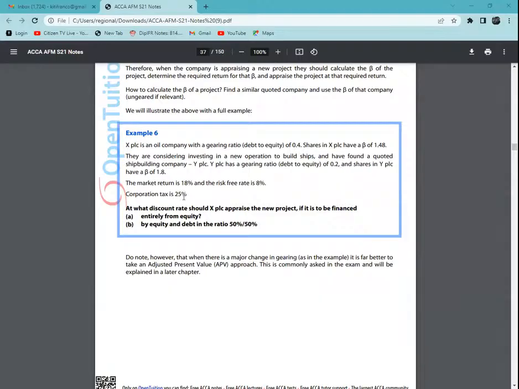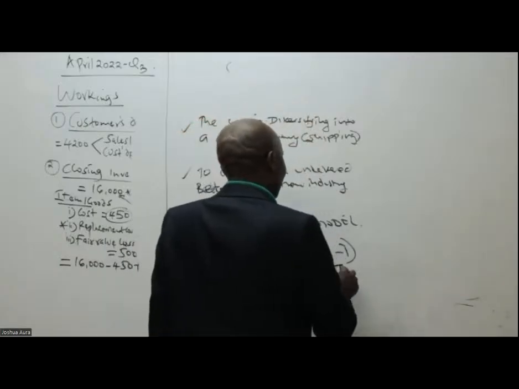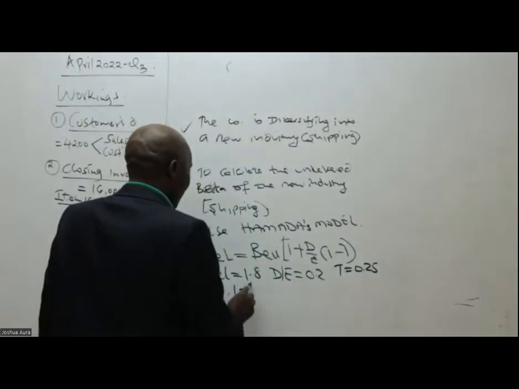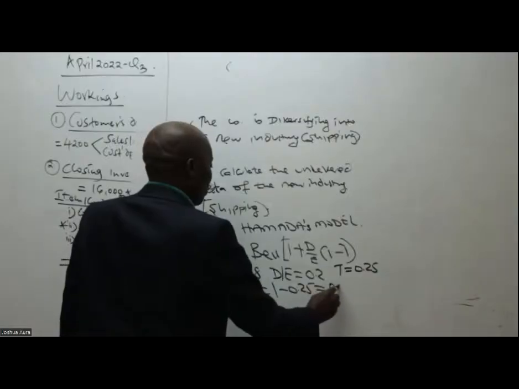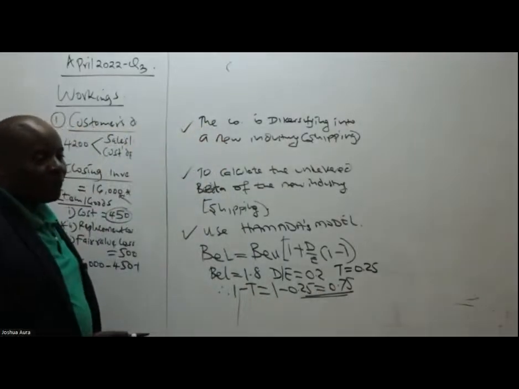And then the other thing they have done so nicely is to give me the risk-free. Not risk-free, but the tax is 0.25. So tax is 0.25. And therefore, 1 minus tax will be 1 minus 0.25, which will be 0.75.